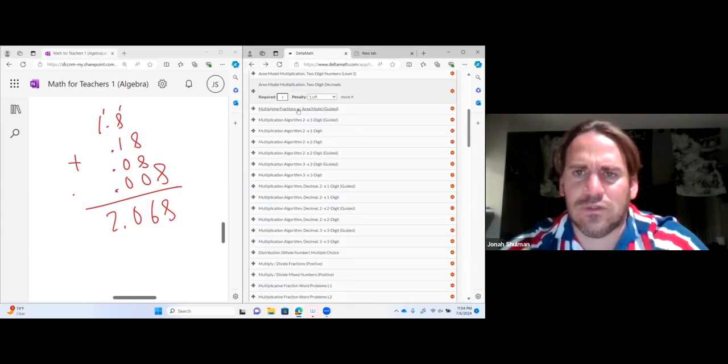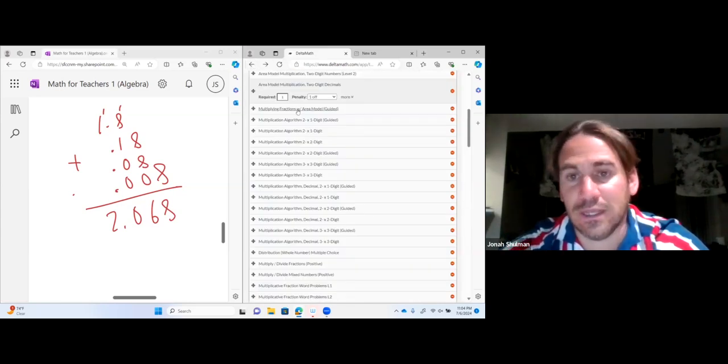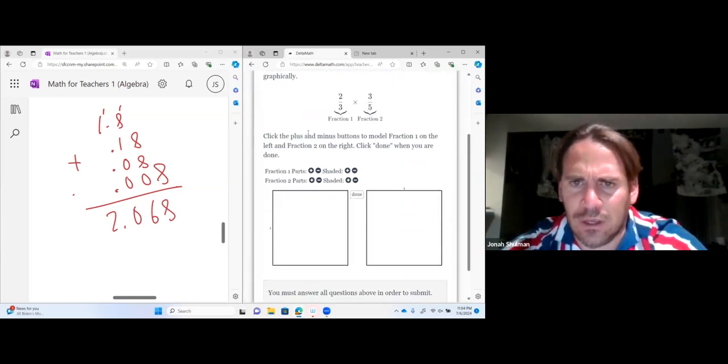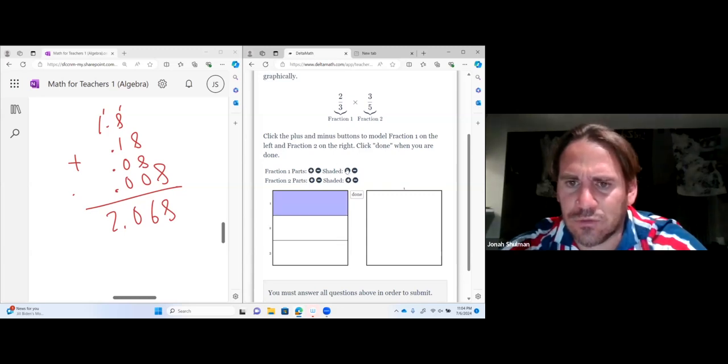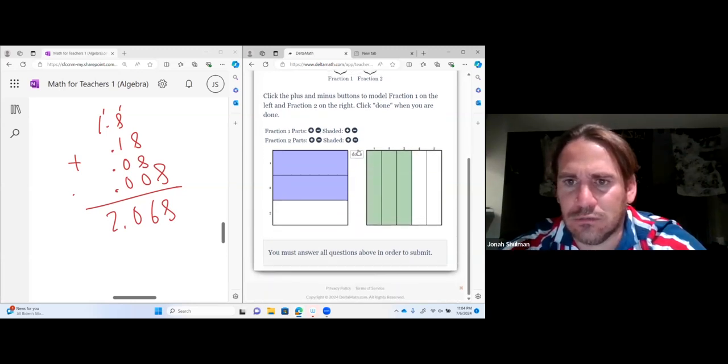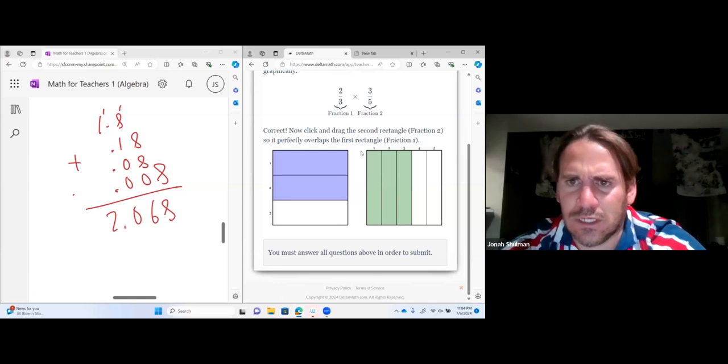All right, so let's do another area model. We did the area model, then we're going to do algorithms, and we're going to just keep on going. Okay. Click the plus and minus to create fractions. Oh, that's cool. So fraction one, I need 3 parts with 2 parts shaded. Fraction two, I need 5 parts with 3 parts shaded. Okay. Nice. Correct. Now click and drag the second.